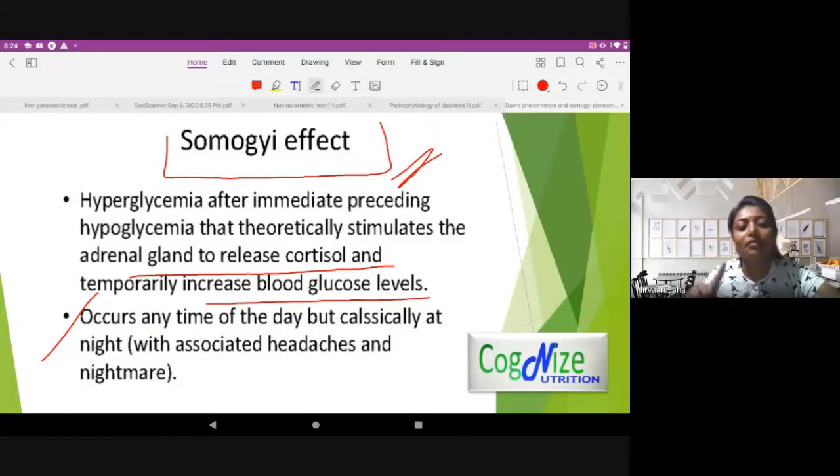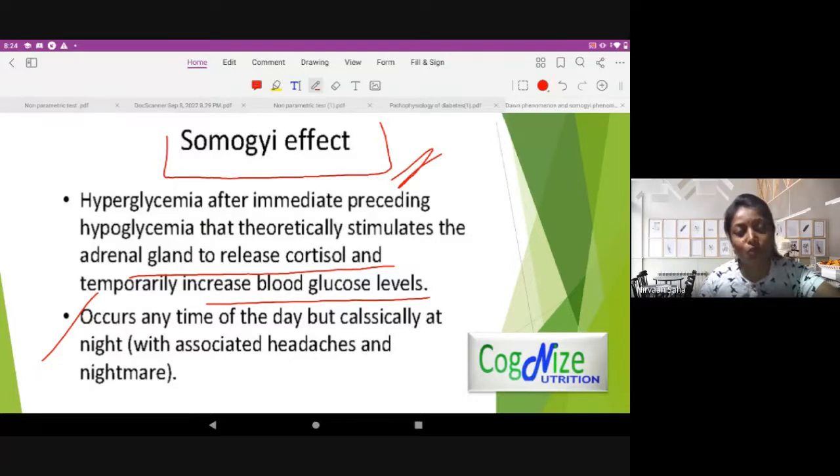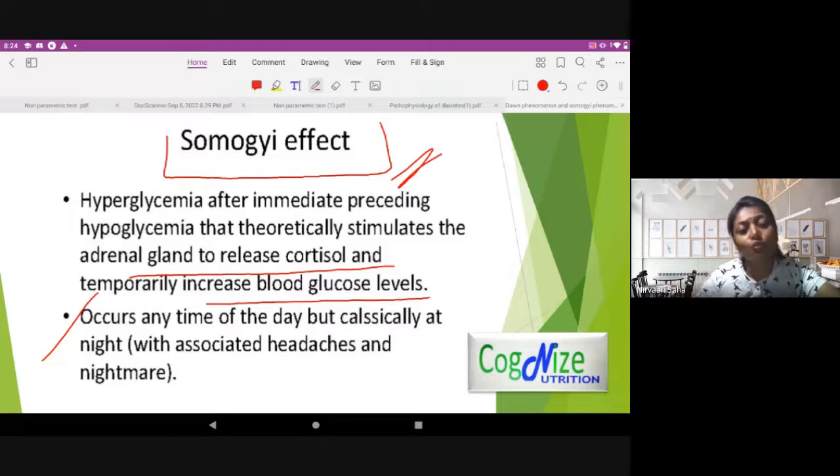Acha, tell me one thing. After hypoglycemia, what will happen? What we have learned till now. After hypoglycemia, what will happen? Ma'am, glucose formation by the process of gluconeogenesis. Yes, gluconeogenesis, glycogenolysis.